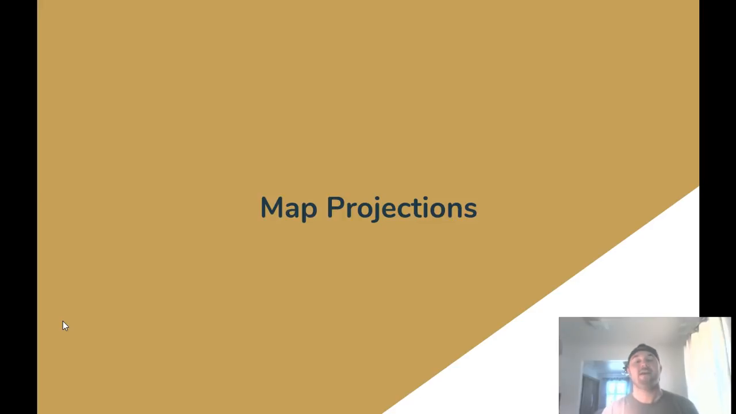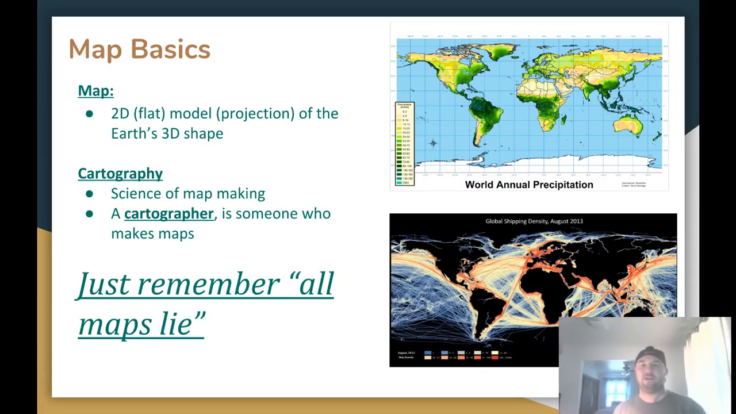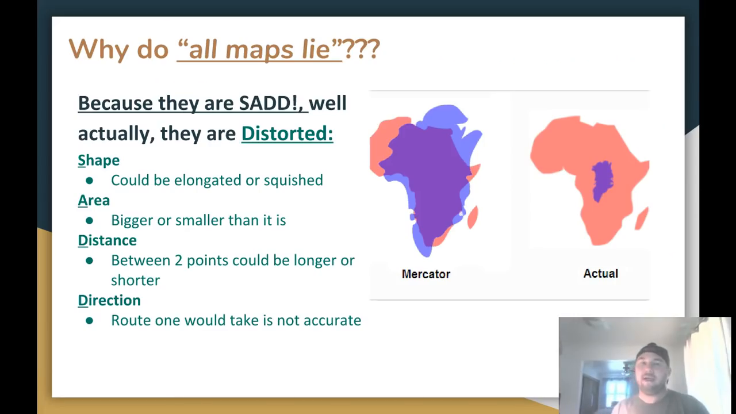Remember, a projection is simply taking the globe and putting it onto a map, or a 2D object. So with map projection, none of them are correct. Keep that in mind, and they all lie. So all maps lie. But a projection is just simply the process of taking a globe and putting it onto a flat surface. We refer to these projections as simply maps. Again, remember the people who make maps are cartographers, pretty basic. And the art or the science behind this map making is called cartography.